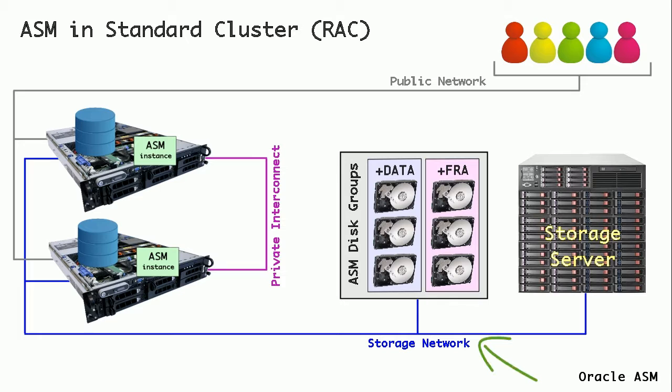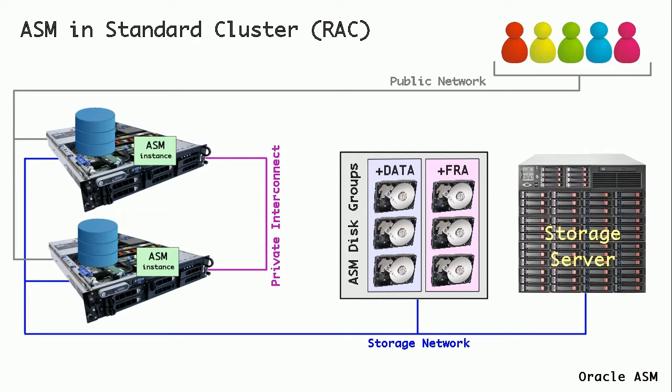All storage traffic can be isolated from public network traffic using a dedicated storage network. All users and applications can connect to databases using a public network. ASM and clusterware components will communicate between each cluster node using a dedicated private interconnect network.